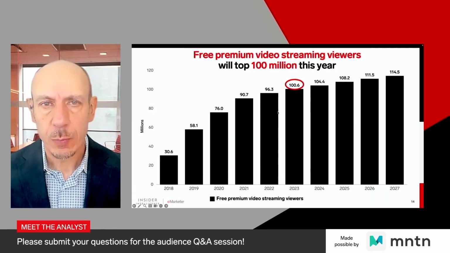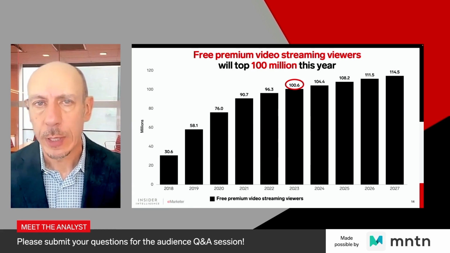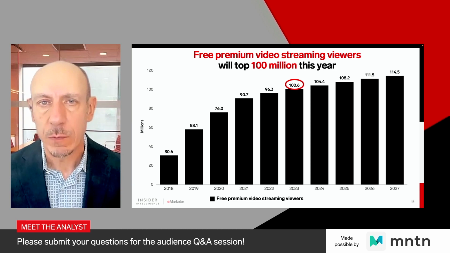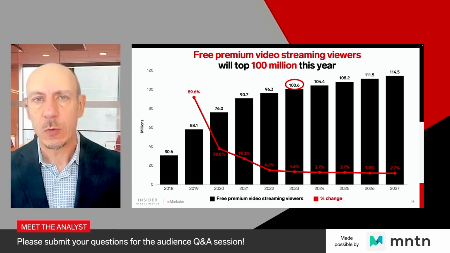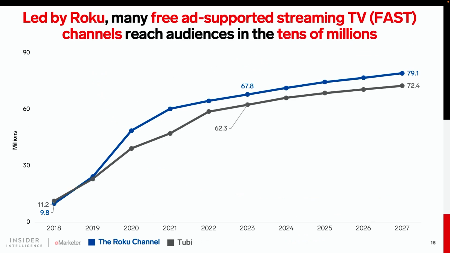All right, so let's go on to free premium video streaming channels, which basically overlap with what are more commonly known as fast channels. So the headline here is that this market will have more than 100 million viewers in the US this year. And when you look at the growth trend line, you see a big uptake through 2021 and more modest increases from that point on, settling in at low single digits by 2027. So this is a market that sprinted out of the gate and scaled quickly, but it's now getting close to a saturation point.